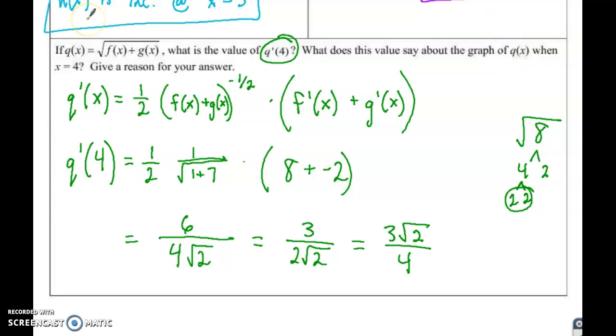So all that means, what does the value of this say for q of x? Well, it's a positive number, so q is increasing at x equals 4. So if you need to pause the video, now's the time to do so, because you should be ready for the homework now on the next page.